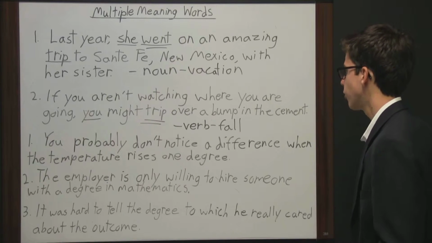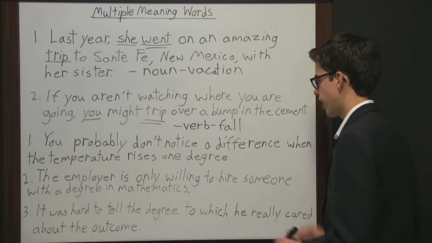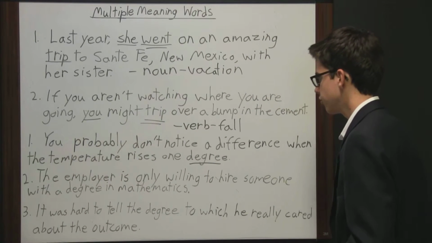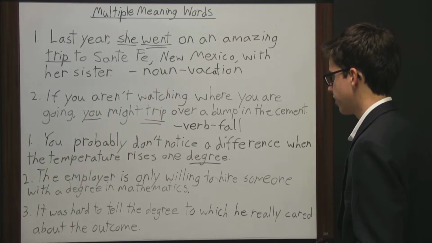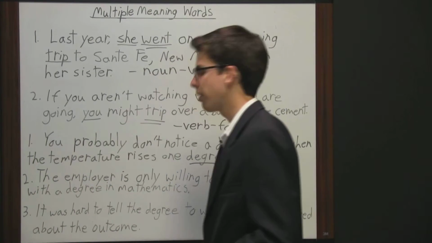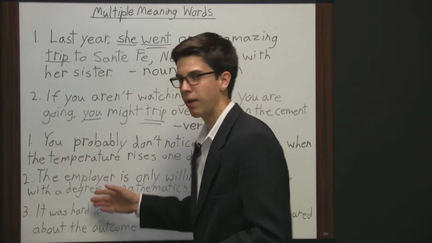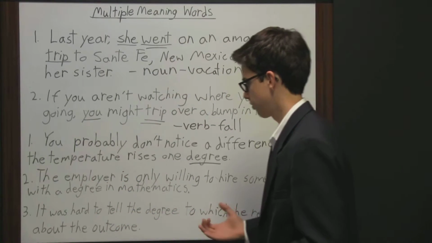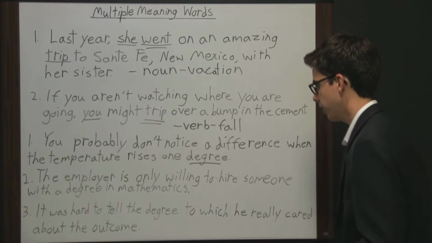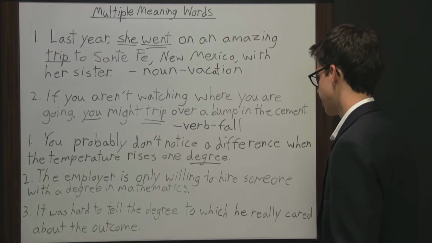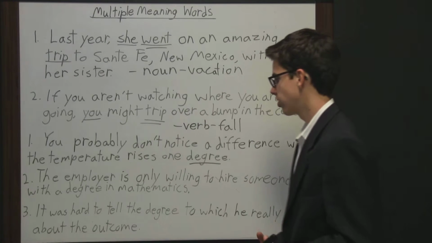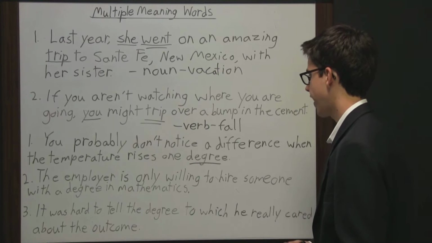So the first says, you probably don't notice a difference when the temperature rises 1 degree. So here we're talking about temperature. So here, degree means temperature. The second sentence says the employer is only willing to hire someone with a degree in mathematics. So this is talking about the qualification. The piece of paper you get when you graduate from college is called a diploma, which talks about the degree you got. So that's what it's talking about there. And then here it says it was hard to tell the degree to which he really cared about the outcome. Basically it's saying it was hard to tell how much he really cares about the outcome.